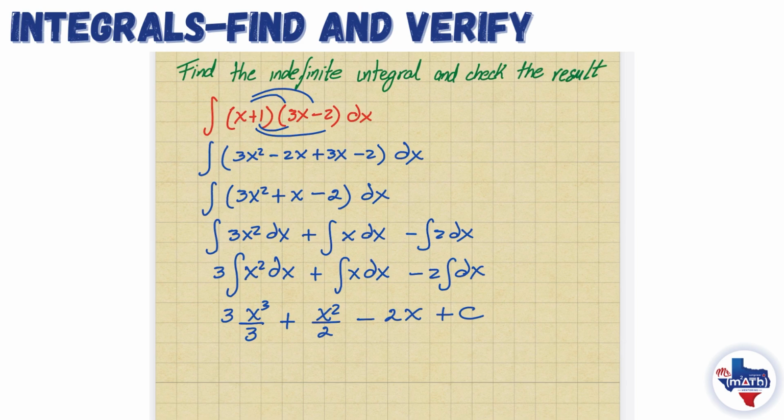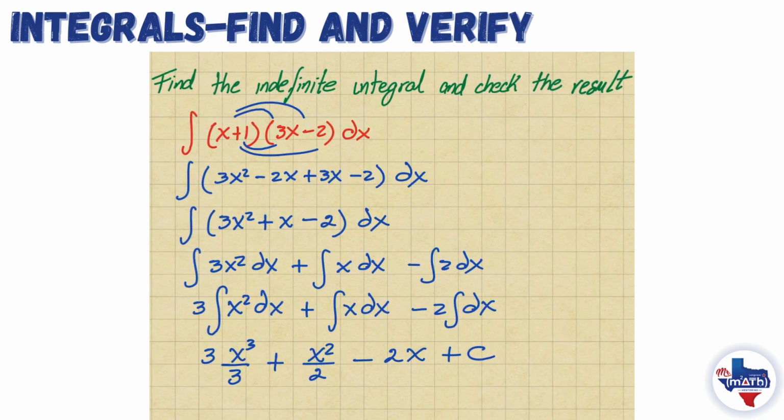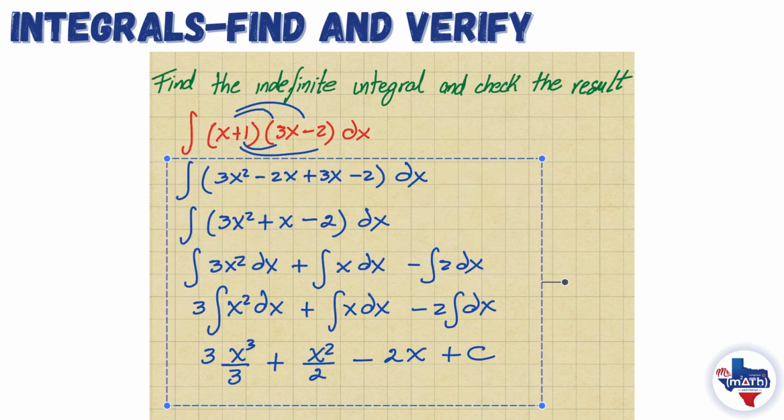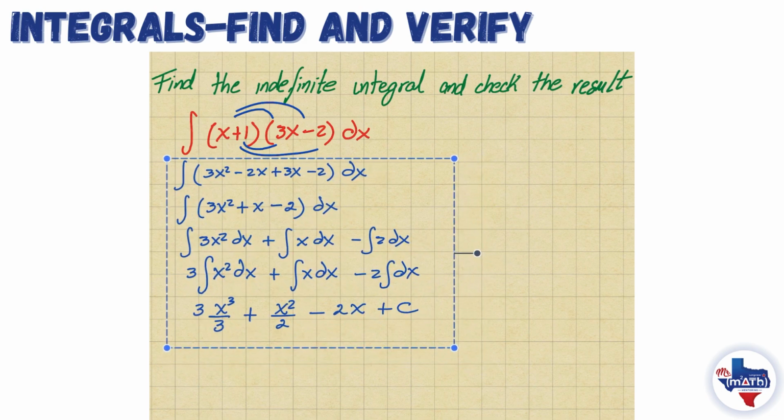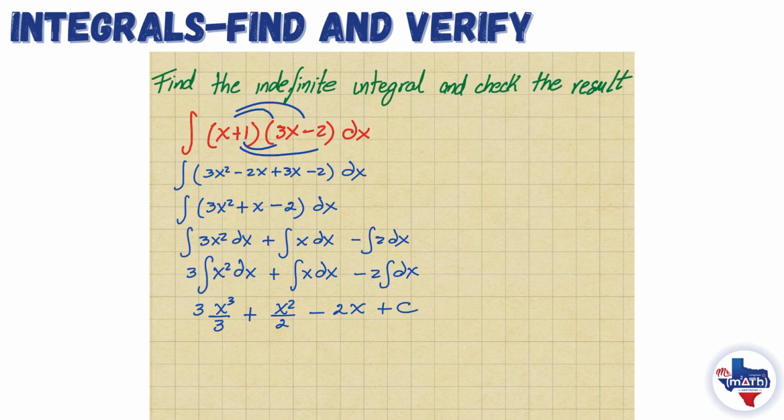Okay, what can we do next here? So we need to just simplify. Okay, we can simplify that the 3 and that 3 will cancel out. And we'll have x cubed plus x squared over 2 minus 2x plus c.